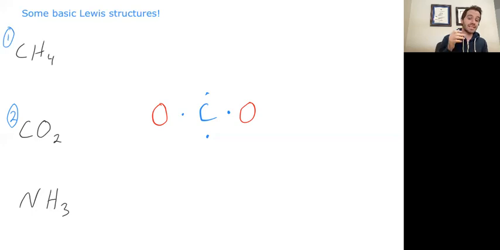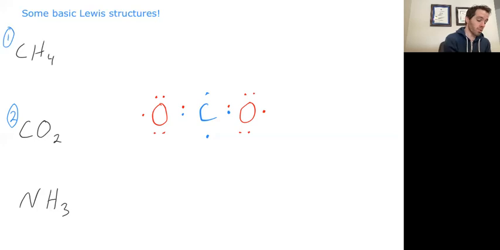Oxygen, we know, has 6 valence electrons, and you can get that by counting along the periodic table. So I'm going to give it 1, 2, 3, 4, 5, 6 on the left-hand side, and then I'll just repeat that on the right-hand side. 1, 2, 3, 4, 5, 6.